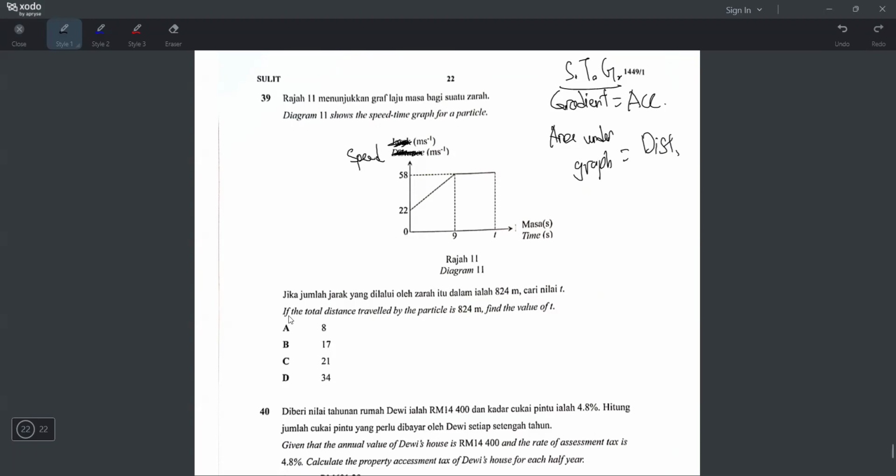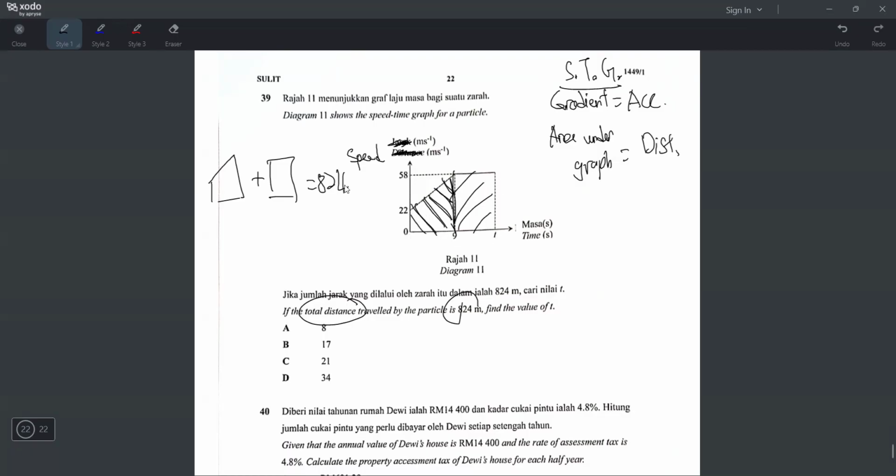Okay, let's see what they want. If the total distance is 824, it means total area is 824, because distance is area. And then find value of t. Total distance traveled by particle. They never say for how long. They never tell you the time. It means the total, for the whole journey. So the total area will be 824. So the area of this shape and this shape put together is 824. So I will cut it off like this so that I get a simple shape, right?